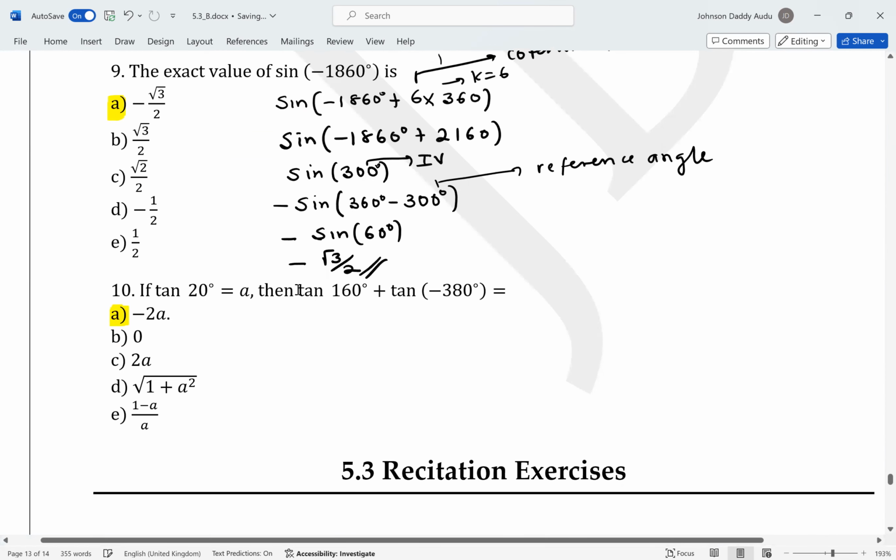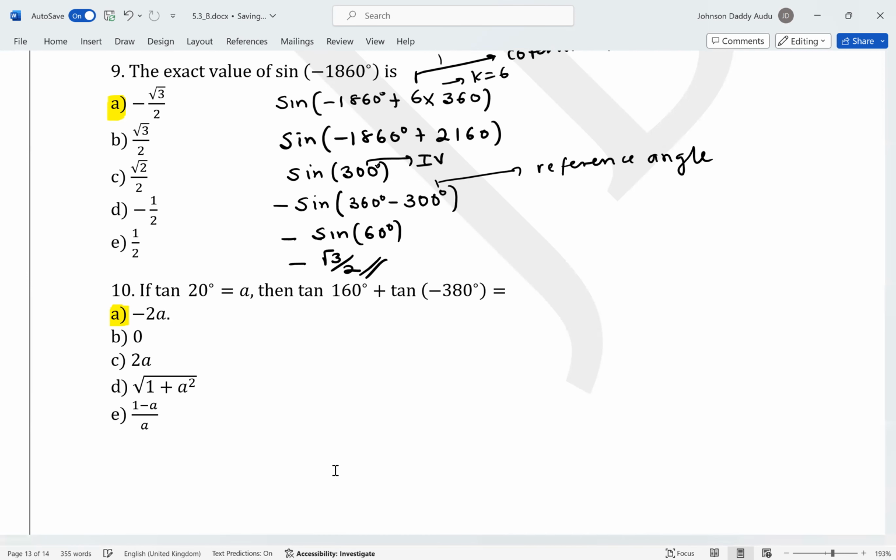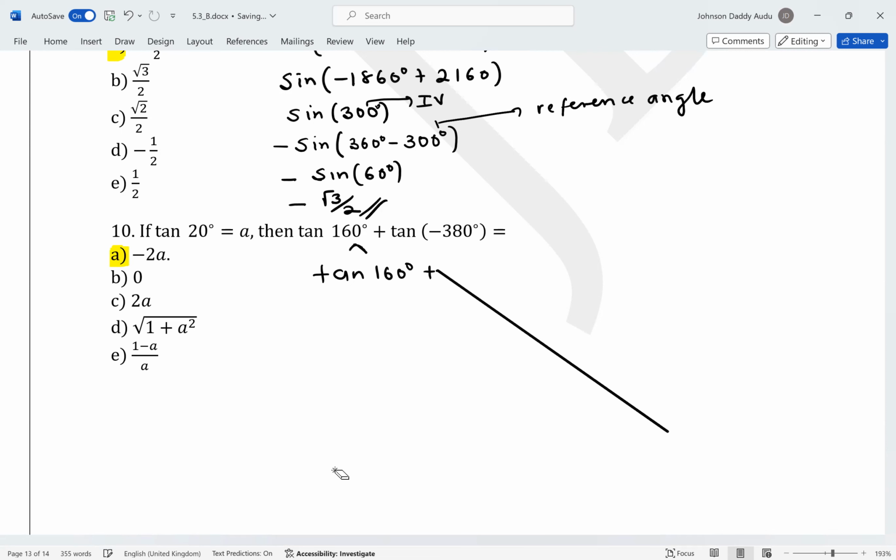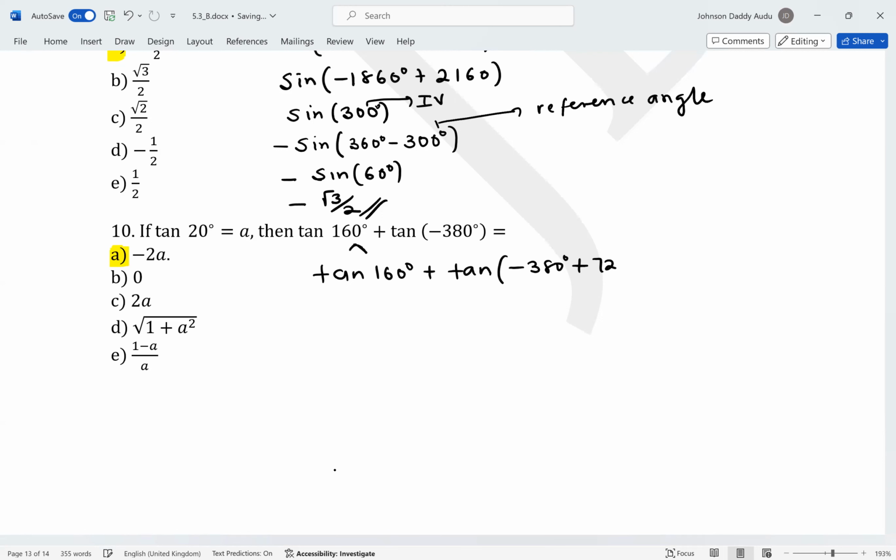Okay, so this last question, question number 10. For question number 10, we have that tan 20 degree is A, and we want to find this term. So let's begin with this one. You can see that this 160 is in which quadrant? So let me write it here. Tan 160 degree plus tan of minus 380. I can add 720 to it to make it positive, right? Yeah, to make it positive.